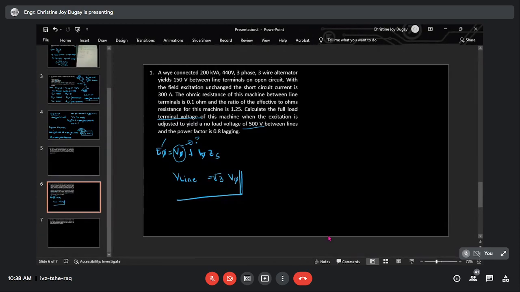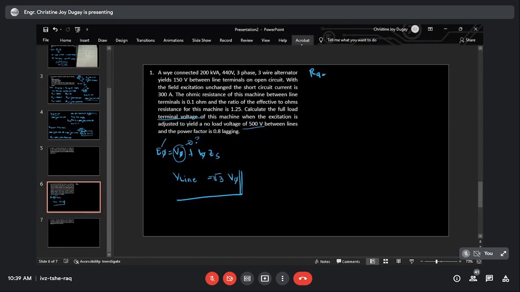Yes or no? You have the value of E-phase but you don't know its angle. Yes or yes? Only the magnitude is there, because if you solve it, it's really just the magnitude. Okay, so let's try. What is now the value of our RA?